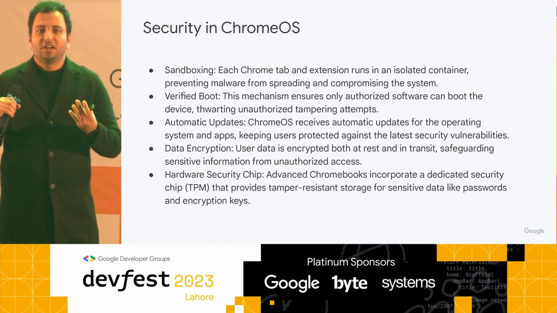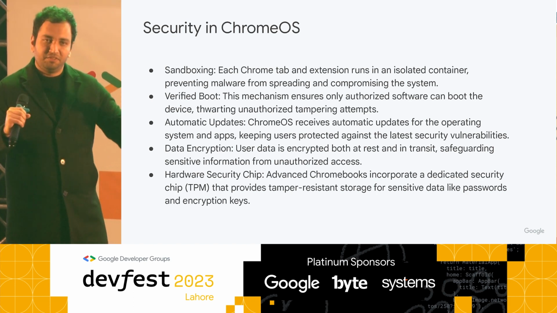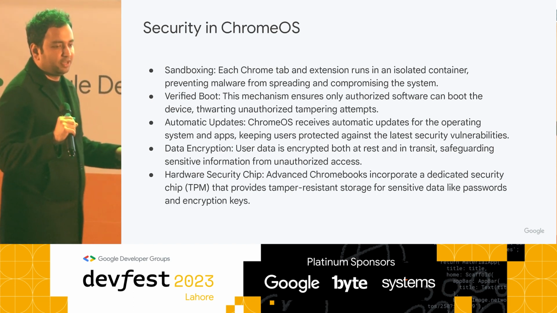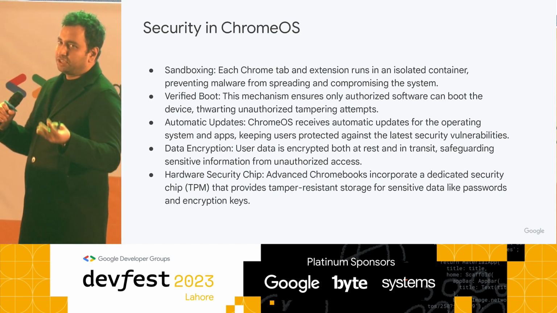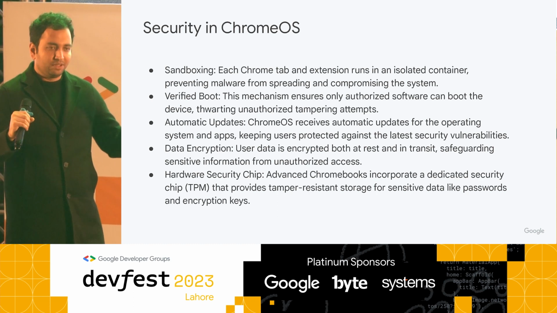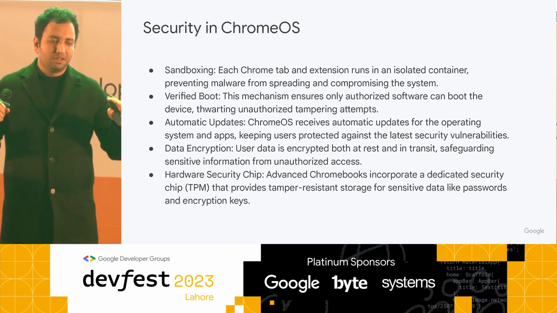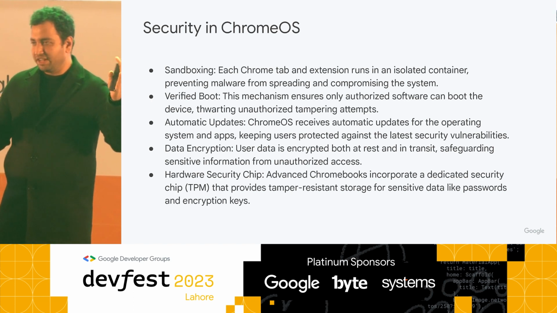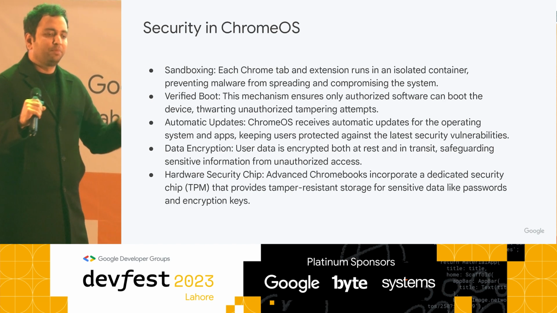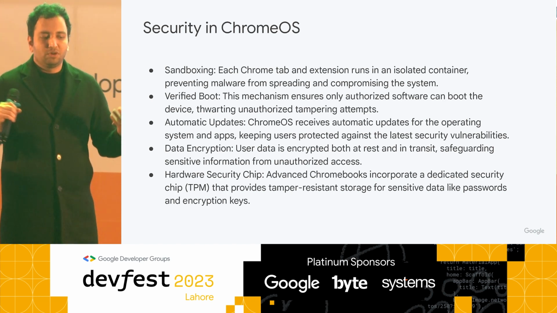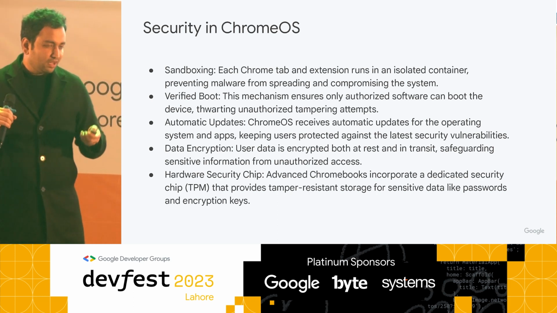So until and unless you log in, all of your data is encrypted. Everything that's in your user directory is encrypted, and this encryption is augmented by hardware security chips in the newer Chromebooks. There's this trusted platform module. They have a security chip. You can write stuff to it, and it's secure. It's tamper resistant. So the point being, Chrome OS is very secure.